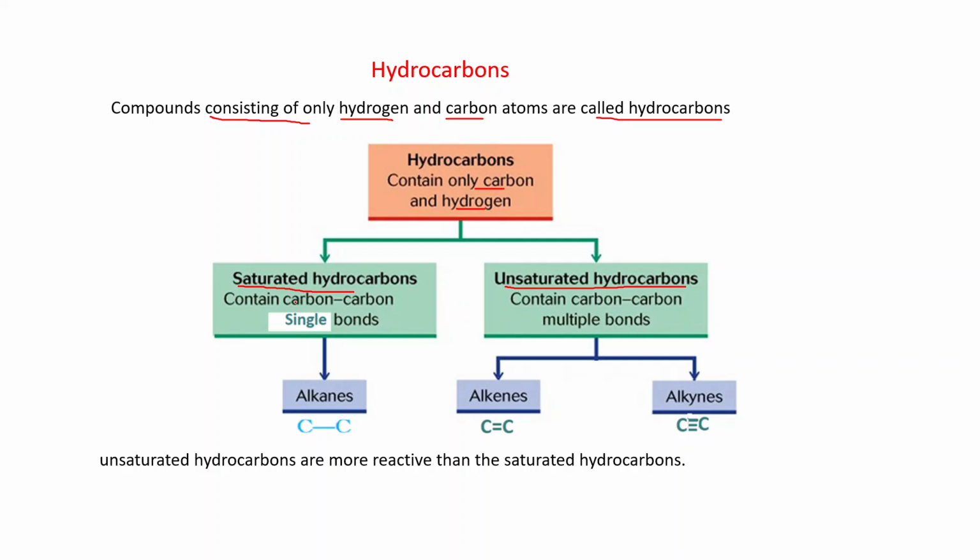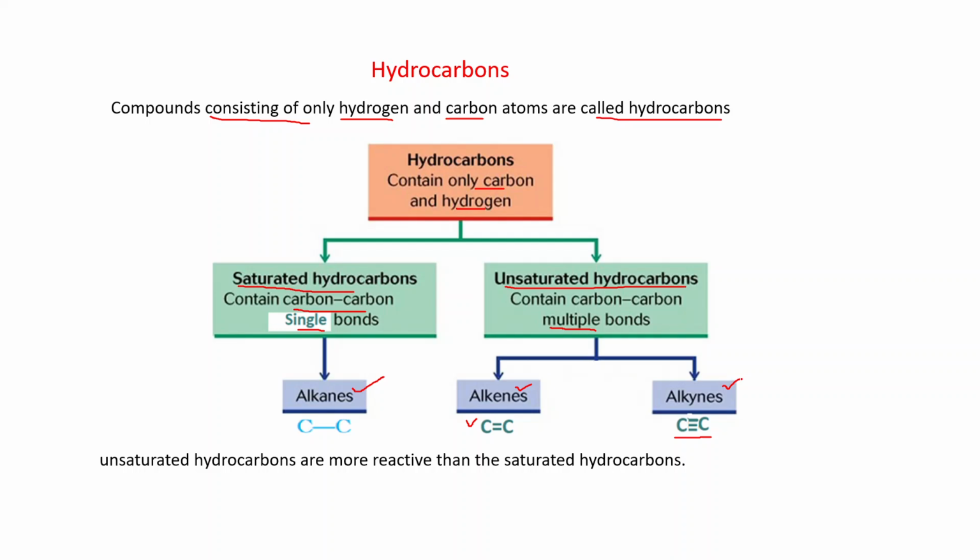Saturated hydrocarbons contain carbon-carbon single bonds and these are known as alkanes. Unsaturated hydrocarbons are those hydrocarbons which contain carbon-carbon multiple bonds. And as we know, multiple bonds are double bond and triple bond. If there is a double bond between carbon-carbon, then these are known as alkenes. And if there is a triple bond between carbon-carbon, then these are known as alkynes.